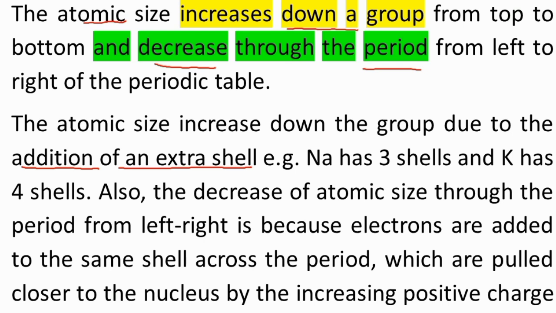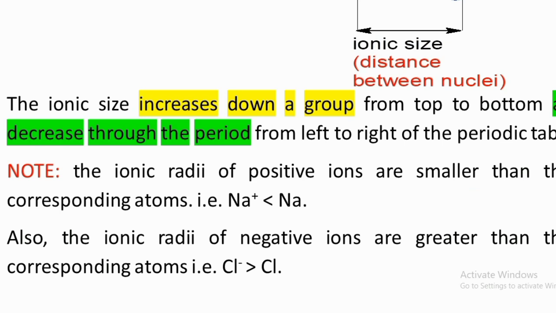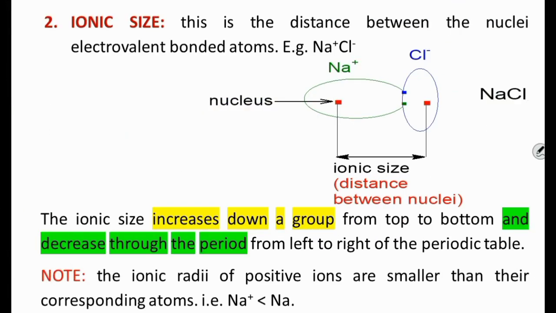Also, the decrease of atomic size through the period from left to right is a result of nuclear charge. That's the positive charge of the nucleus, which is also known as the nuclear charge. Increasing nuclear charge means decrease in size, and this is what happens as you go through the period from left to right. All right.